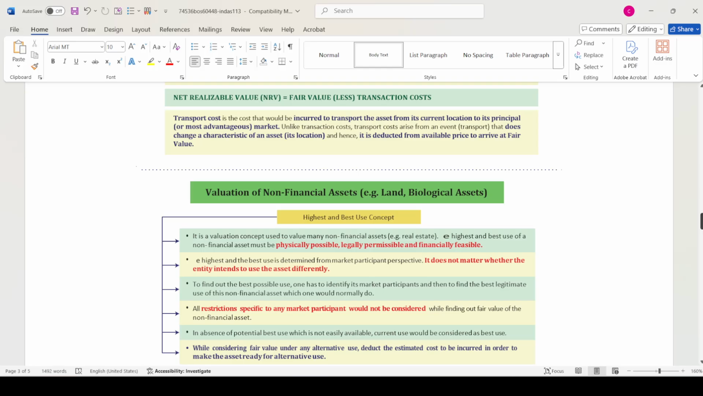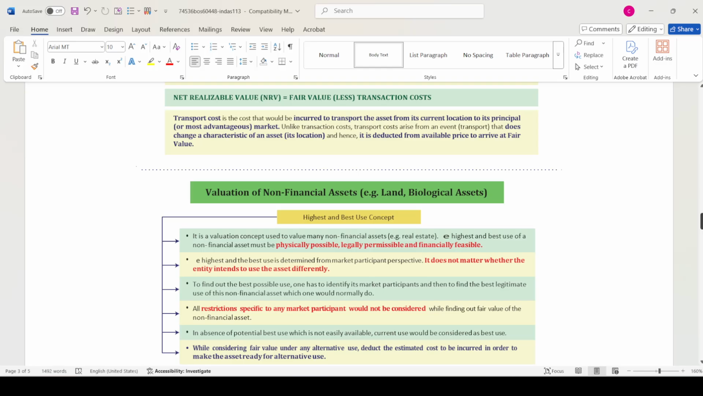Example: an entity has a land. Currently it is using that land for a windmill, right? The entity wants to sell that land to a buyer. If the entity sells that land to a buyer, that is a market participant, it can be used for commercial or residential purposes. The buyer can construct a big hotel, restaurant, or some pub there and generate huge revenue. Based on that, the value of the land will increase, right?